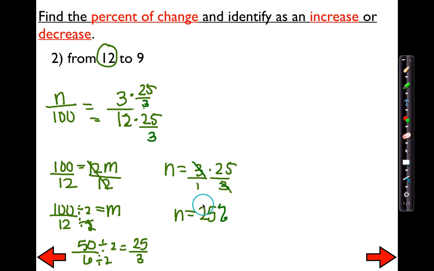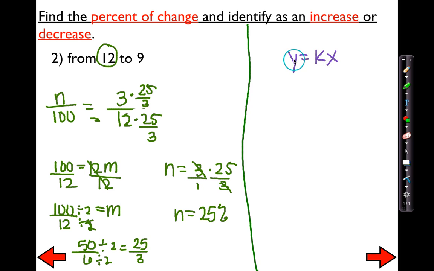Now that's definitely one option. Now, what else could you have done? Your other option would be to set it up using your equation y equals kx. Y being the amount of change, so it changed from 12 to 9, so the change was a 3. I don't know the percent of change, so we're going to leave k there. That's what we're solving for. But I do know x, which is the original amount, which I'm going to put as 12. So here, all you're going to have to do is divide both sides by 12.